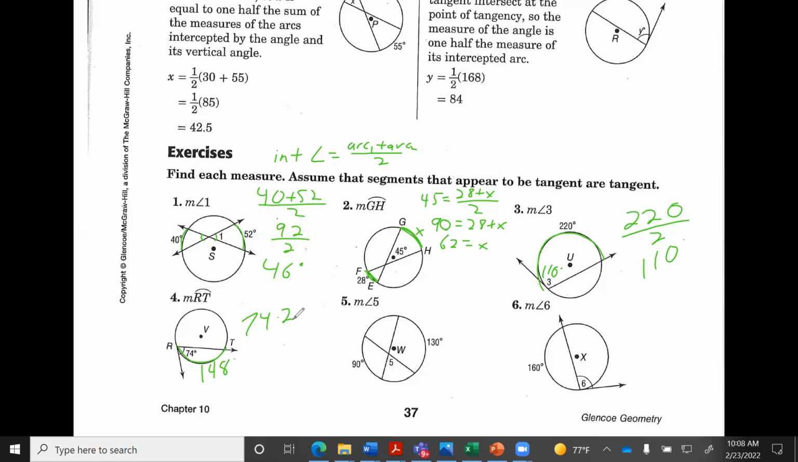All right, number 5. We're back dealing with the arcs and an angle in the middle of the circle. So we have these 2 arcs. We can figure out those interior angles by taking the average. Add them up. We have 90 plus 130 divided by 2. 90 and 130 gives us 220. 220 divided by 2 is 110. Is that our answer?